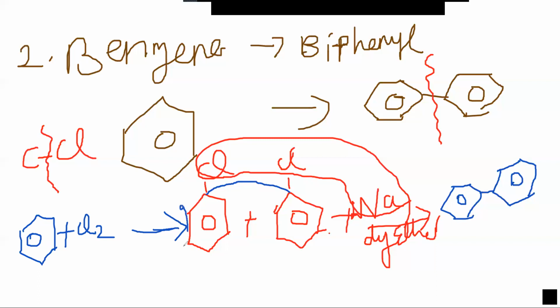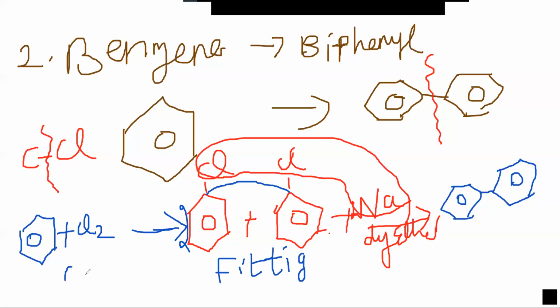Take 2 molecules of chlorobenzene. In the presence of sodium and dry ether, it gets converted into biphenyl. So whenever you use sodium and dry ether with 2 aryl halides, it is known as the Fittig reaction. So the name of the reaction is the Fittig reaction.